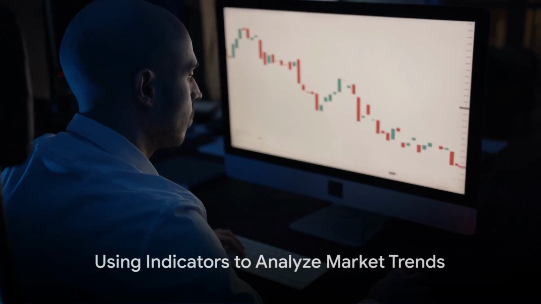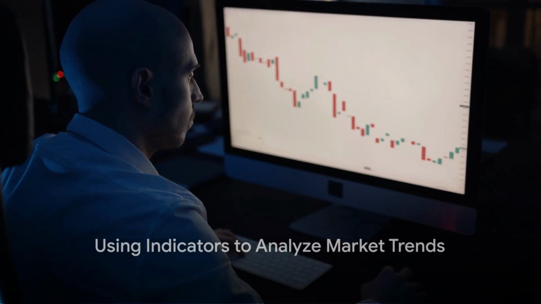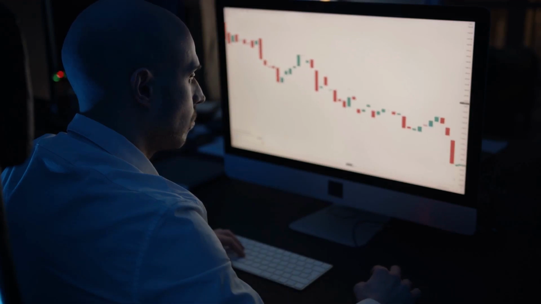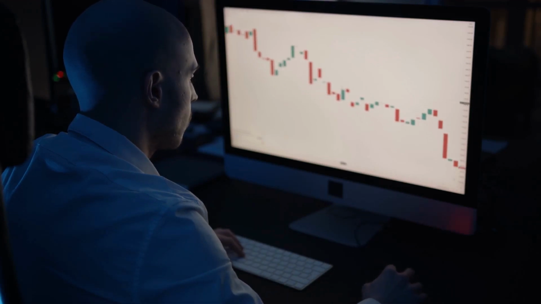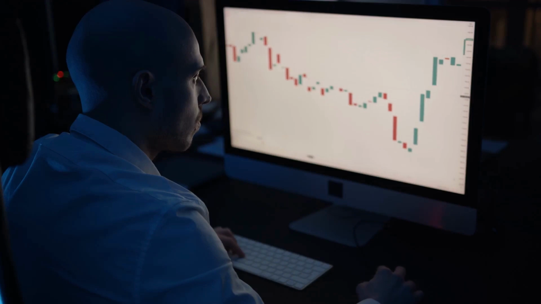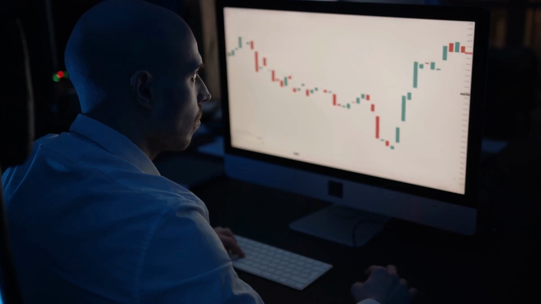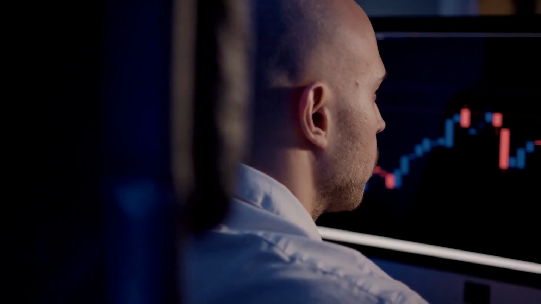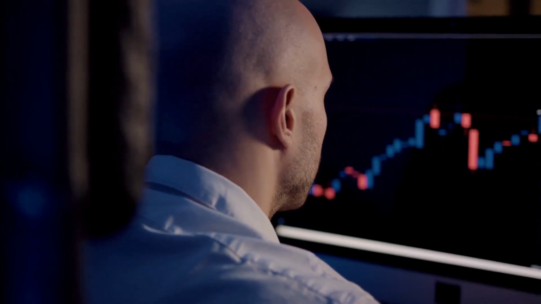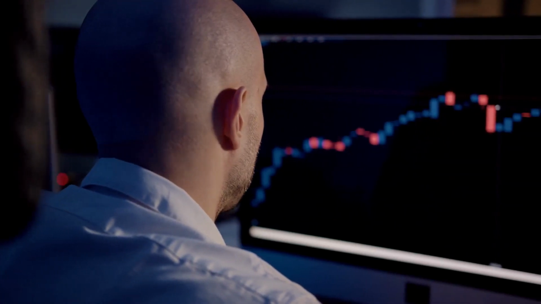Now that you know the tools, how do you use them to analyze market trends? Great question. Let's dive right in. Indicators are like the compass and map of a trader's journey. They guide you through the fluctuating landscapes of the stock market. But how exactly do you harness their power to spot trends and opportunities?